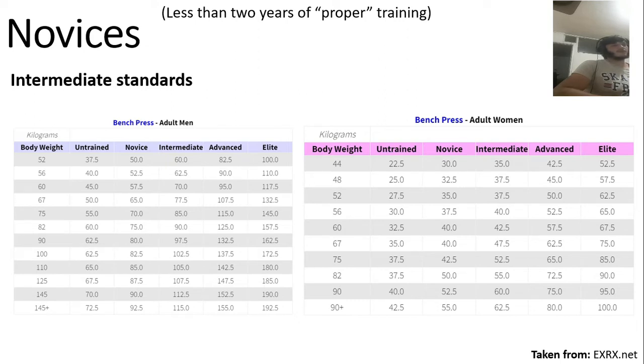What you are looking at on screen right now is the EXRX chart. This looks at basically a bunch of people who have put in their logs and they filter it. Basically, they have given some type of standards for novice, intermediate, advanced and elite. But they're not perfect, which I think you can see.